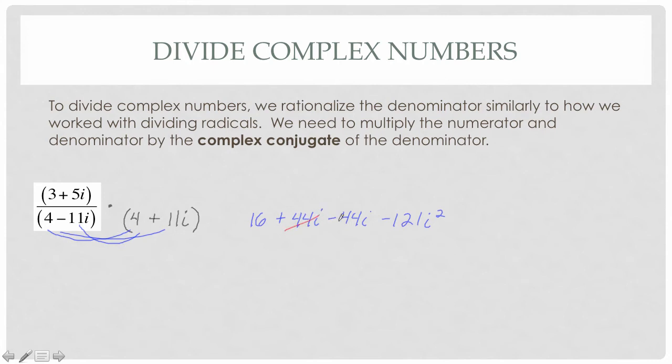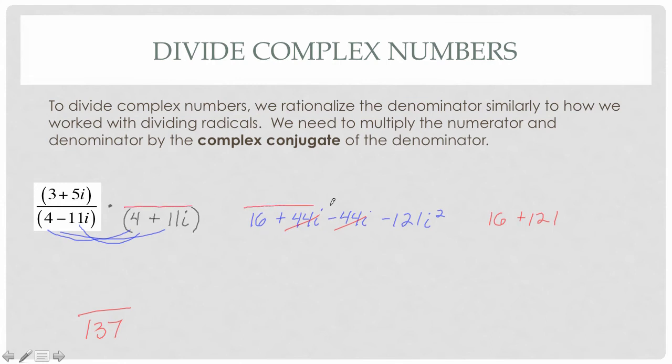The 44i minus 44i turned to 0. We already know i squared becomes negative 1, so it's just 16 plus 121. And in the denominator, that combines to make 137. Whew, there's no more imaginary part. That's one solid real number. Took a lot of work though, right?